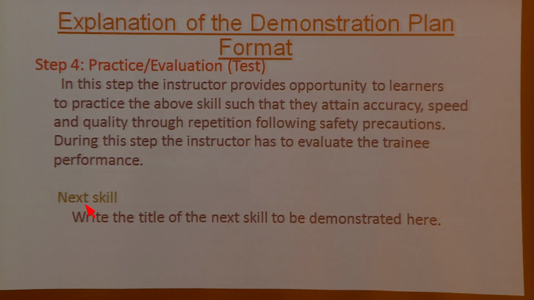Next, skill. In step 4, we have to mention the next skill also. That is, the title of the next skill to be demonstrated is mentioned in the next skill section of the demonstration plan. It will prepare the trainees or create interest for the trainees to attend the next skill.